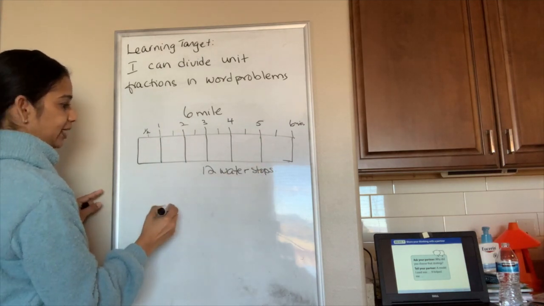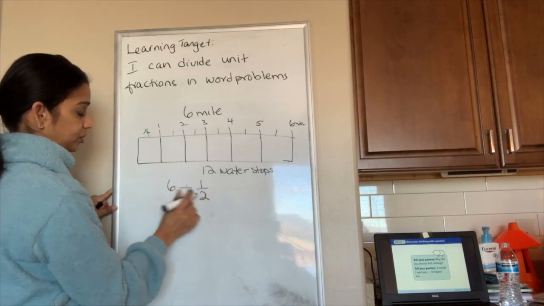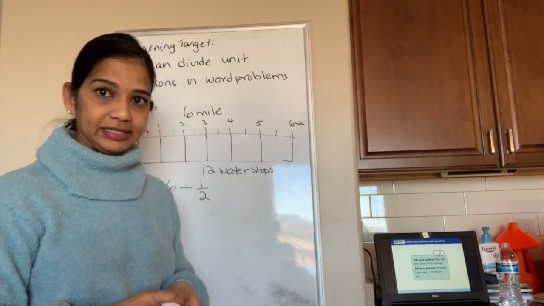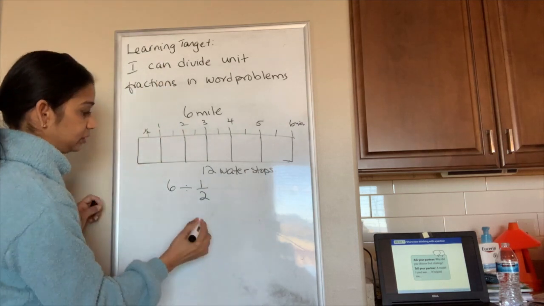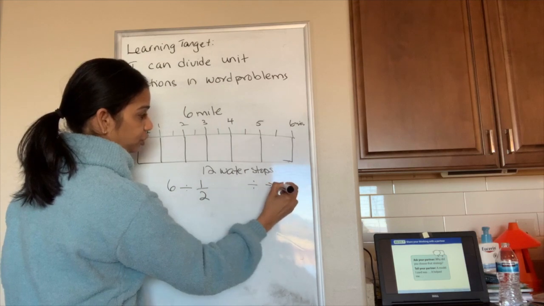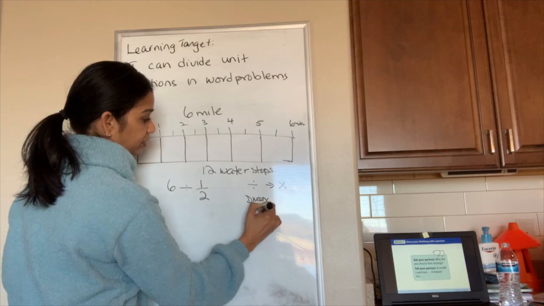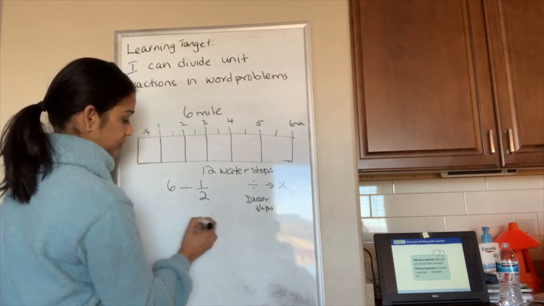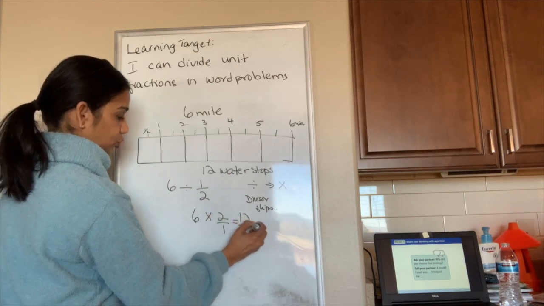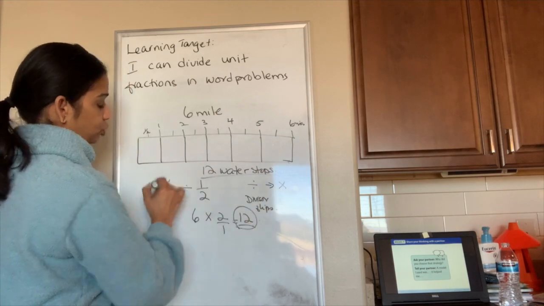So let's try to do this in a math way. It's 6 divided by a half. That's how we interpret what we're going to do mathematically outside of the model, and what are our rules, right? Division changes into multiplication, and the divisor flips. So 6 multiplied by 2 over 1 is 12. So we have 12 water stops.